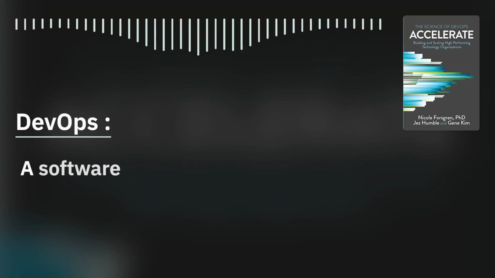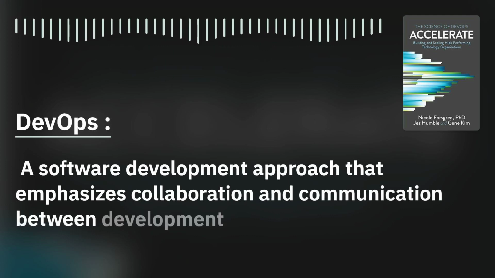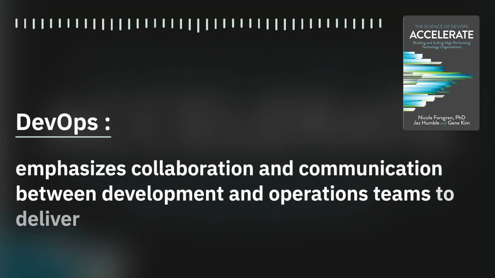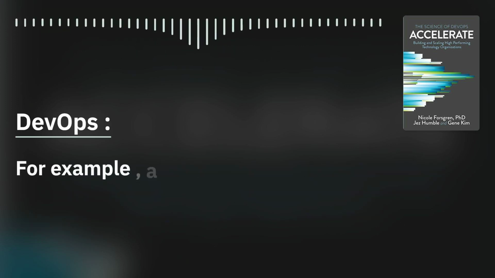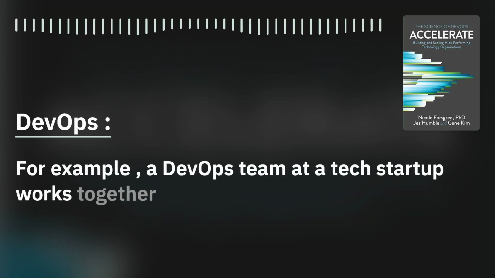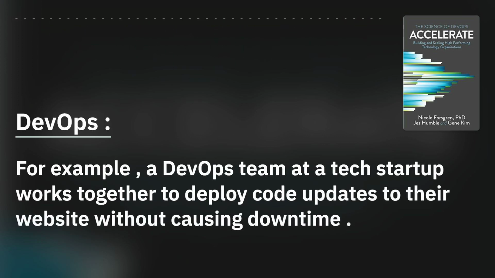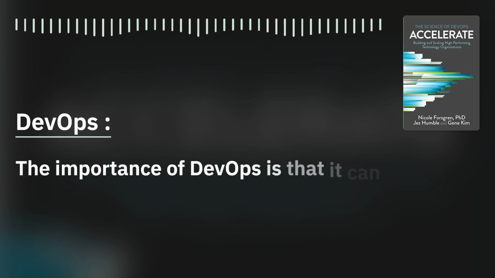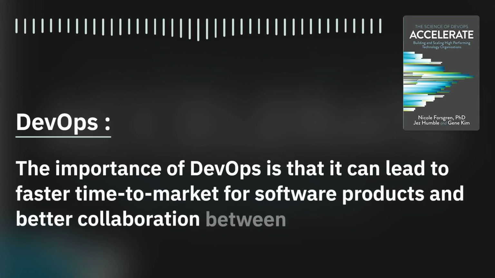DevOps: a software development approach that emphasizes collaboration and communication between development and operations teams to deliver software faster and more reliably. For example, a DevOps team at a tech startup works together to deploy code updates to their website without causing downtime. The importance of DevOps is that it can lead to faster time to market for software products and better collaboration between teams.